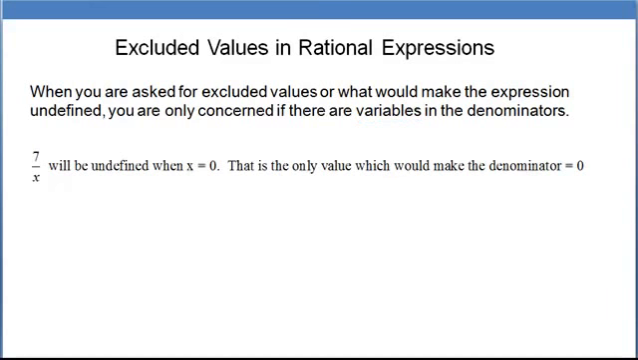Let's look at 7 over x and see when it will be undefined. So we are concerned when the denominator is equal to 0. So if x itself is 0, then this expression is undefined. So 0 itself is the excluded value. We might write it as x cannot be equal to 0, or x is an excluded value. Depends on how the question is worded, but both mean the same.